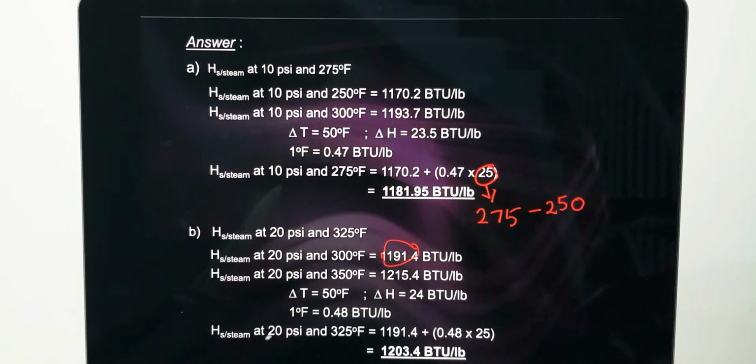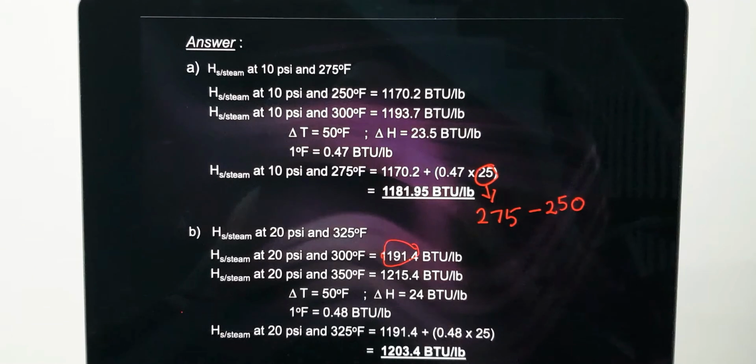So, superheated steam at 20 psi and 325 degrees Fahrenheit. I'm taking the value starting from 300 degrees Fahrenheit, which is 1191.4, plus 0.48 coming from here, times 25. Again, 25 is the temperature difference between 300 and 325 degrees Fahrenheit. So you should be able to calculate the value and get 1203.4 BTU per pound.